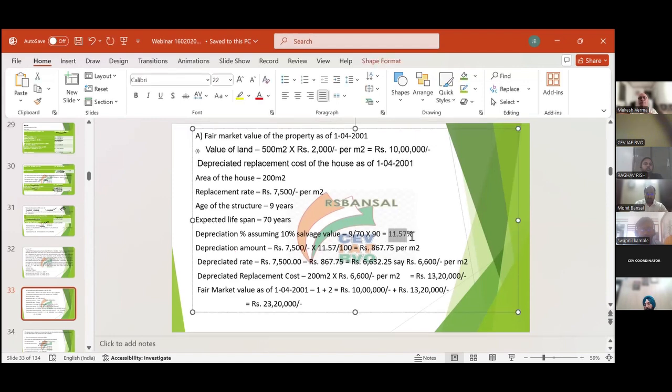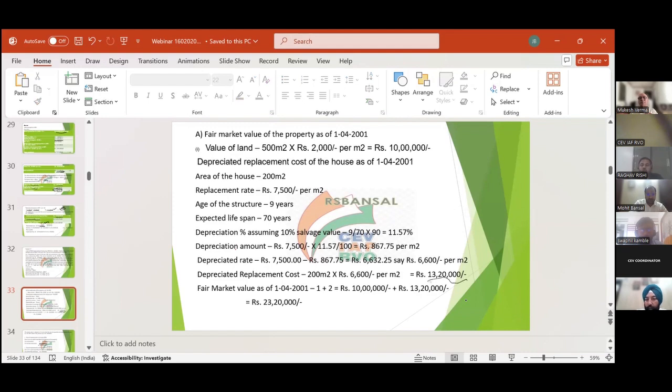Depreciation is 11.57%. So depreciation amount will be 7,500 into 11.57%, 867.75 per square meter. So depreciated rate of construction will be approximately 6,600 per square meter. So depreciated replacement cost 200 square meter into 6,600, it is 13 lakh 20,000. So the total depreciated fair market value 13 lakh 20,000 plus 10 lakh, which is 23 lakh 20,000.